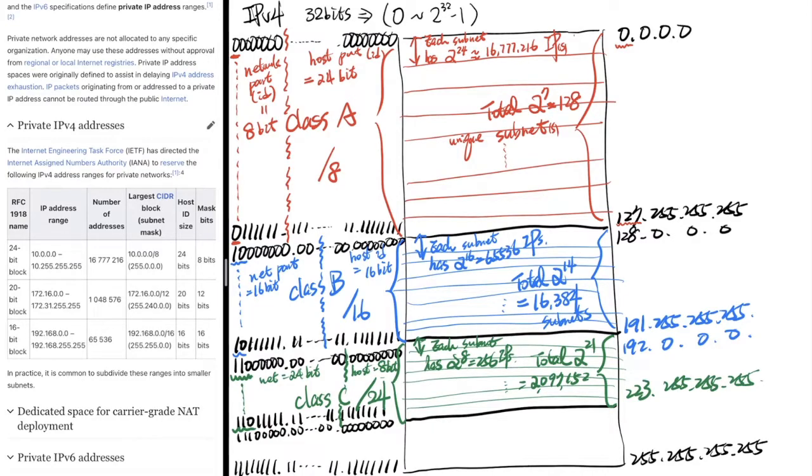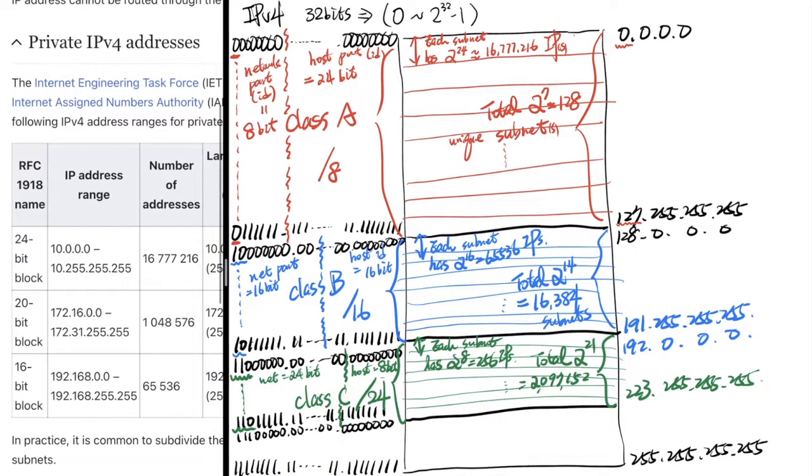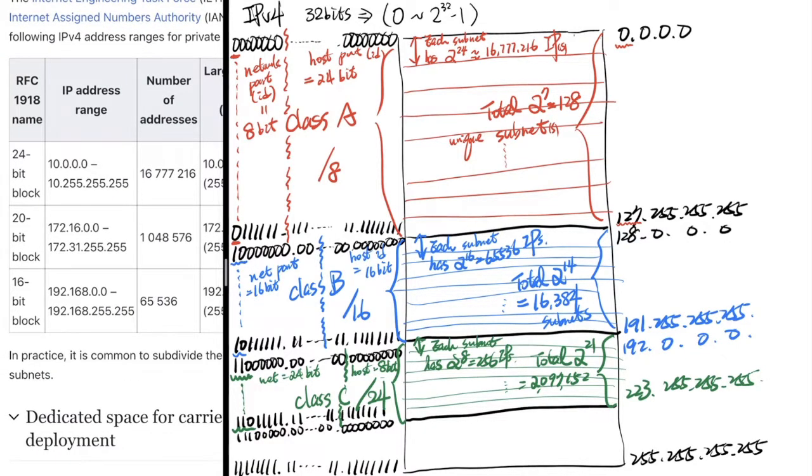But when they designed the IP address, there are several IP addresses that are defined as private IP addresses. Right here we have a table with 3 different blocks. Let's first take a look at the first one. The first row has an IP address range, 10.0.0.0 to 10.255.255.255. It's some IP address block right here.